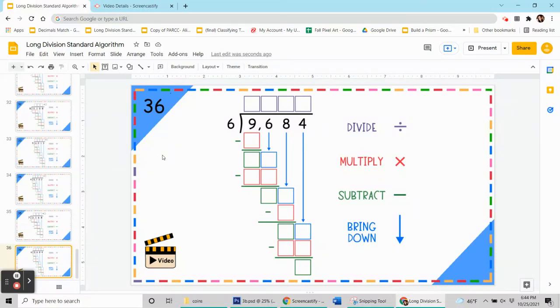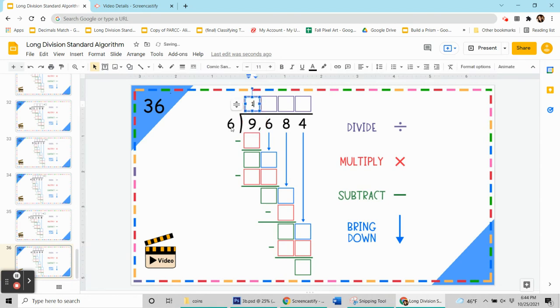9,684 divided by 6 using the standard algorithm. Let's go ahead and get started. So divide 9 divided by 6. How many times can 6 fit into 9? One time. Then we multiply 1 times 6, which is 6.